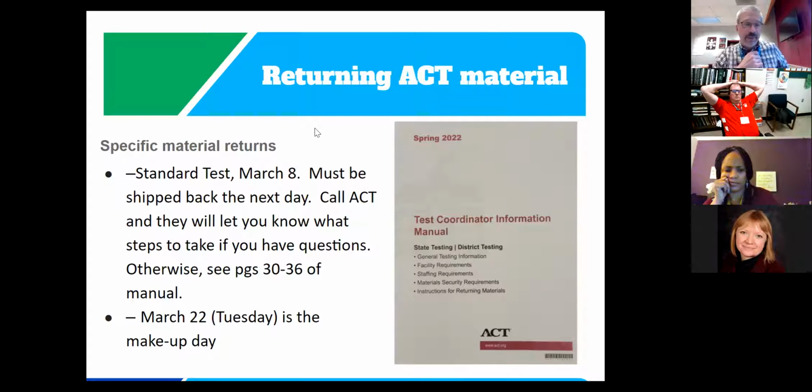And once again, I wanted to say that Tuesday, the 22nd is the makeup day. If you've got a bunch of students who are sick on the 8th, or they're quarantined, and they're ready to roll, we need to provide them an option to take the test either on the 22nd or into April.